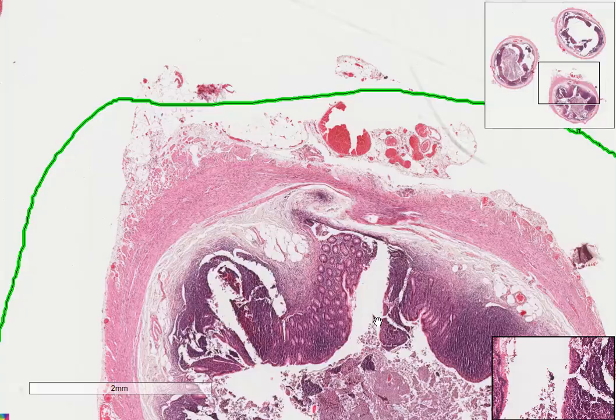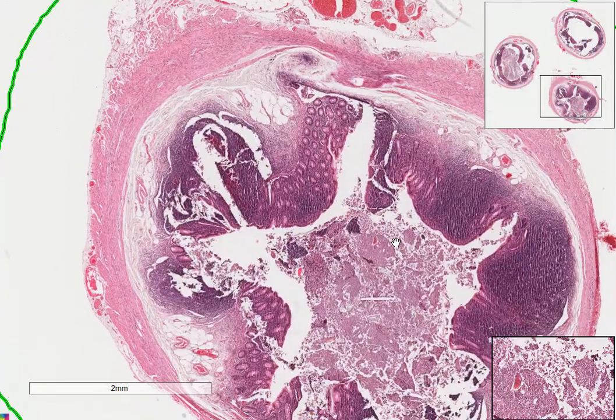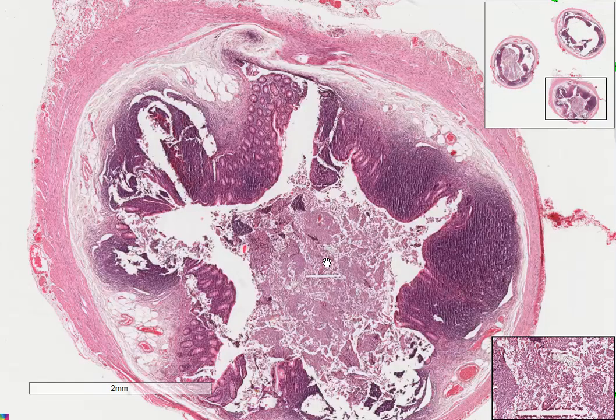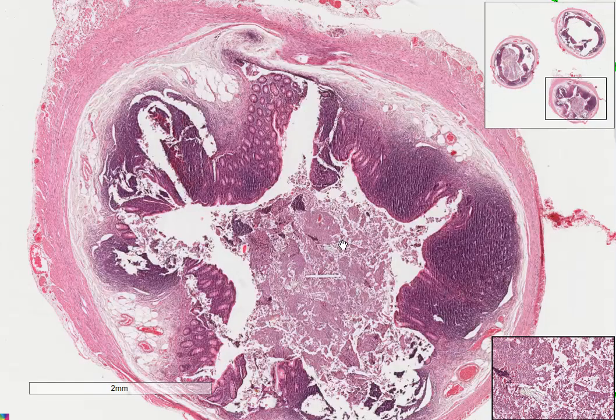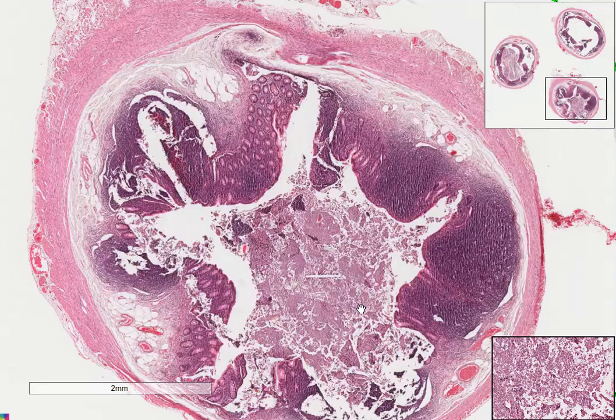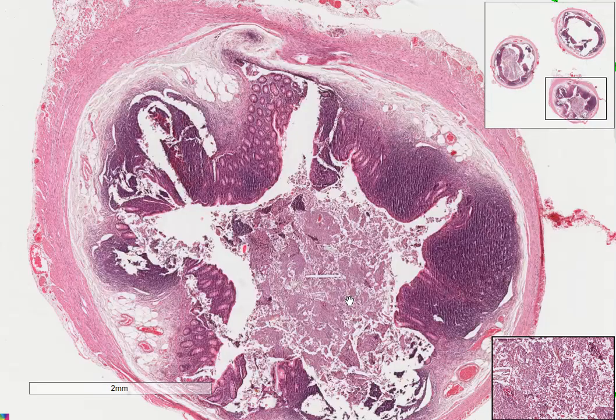But this here is a normal appendix, and this is how it looks. Fairly easy organ to know. This is something you could easily pass if you're given this as a slide for your normal histology exam.